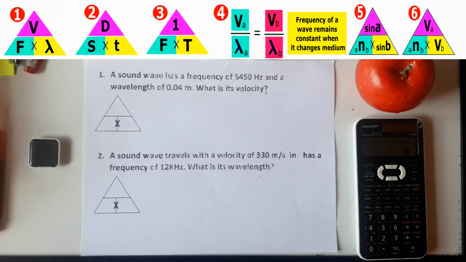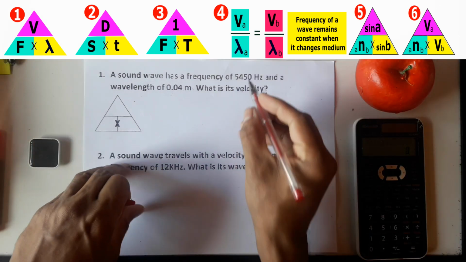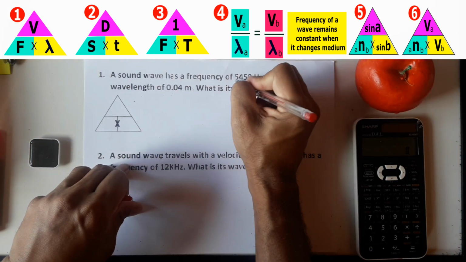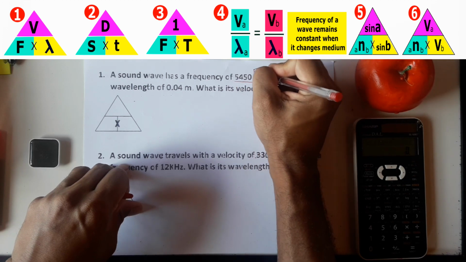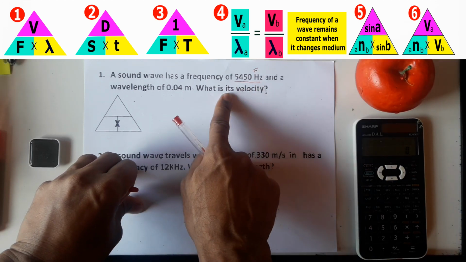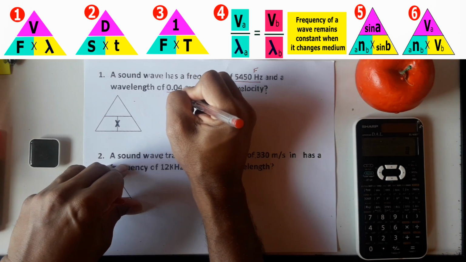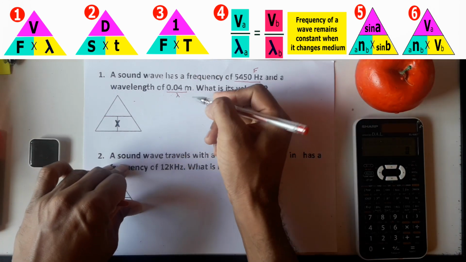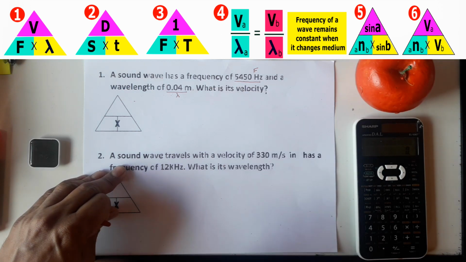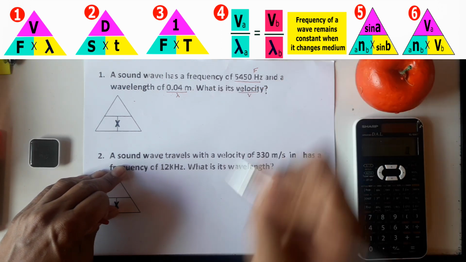Alright, so let's try to figure out which formula to use. Now, we've been given the frequency, so we're just going to put F for frequency here. Remember, frequency is measured in Hertz. And we've also been given the wavelength, which is given to us in meters. And we've been asked to find the velocity.